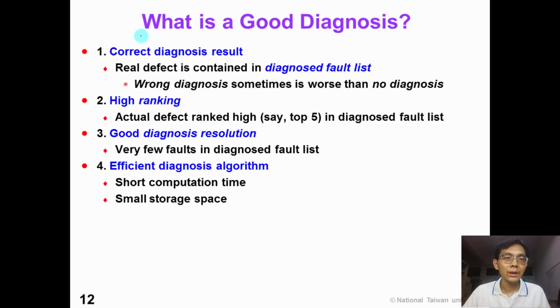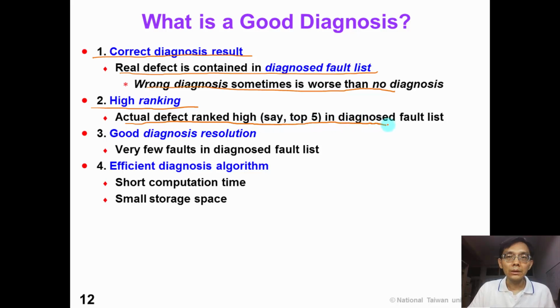So what is a good diagnosis? First, the diagnosis must be correct, so that the real defect is contained in our diagnosed fault list. Sometimes wrong diagnosis is even worse than no diagnosis. Second, the ranking must be high. That means the actual defect must be within, say, the top 5 of the diagnosed fault list. Third, a good diagnosis should have very few faults in the diagnosed fault list. And eventually, good diagnosis software should run very fast and require very small storage space. Sometimes these requirements are conflicting, so we cannot meet them all at the same time.